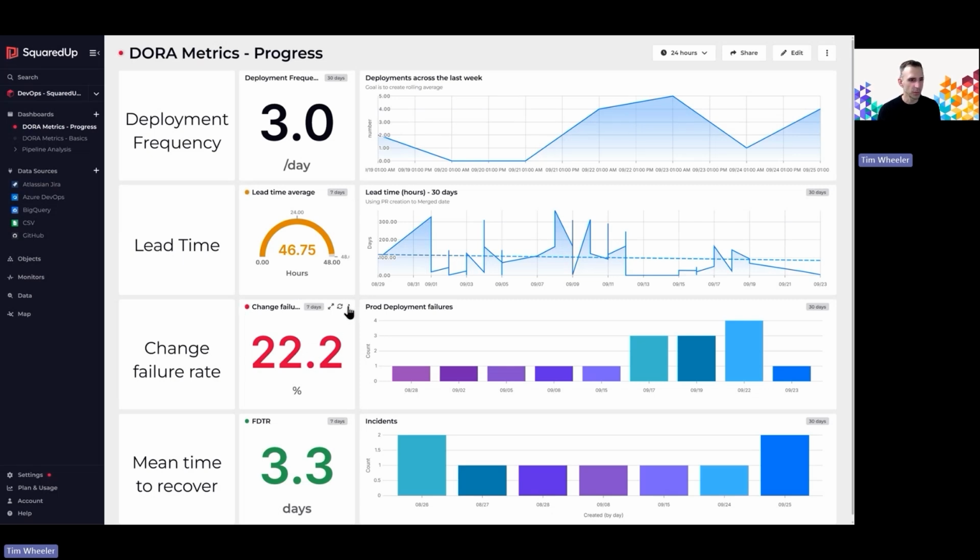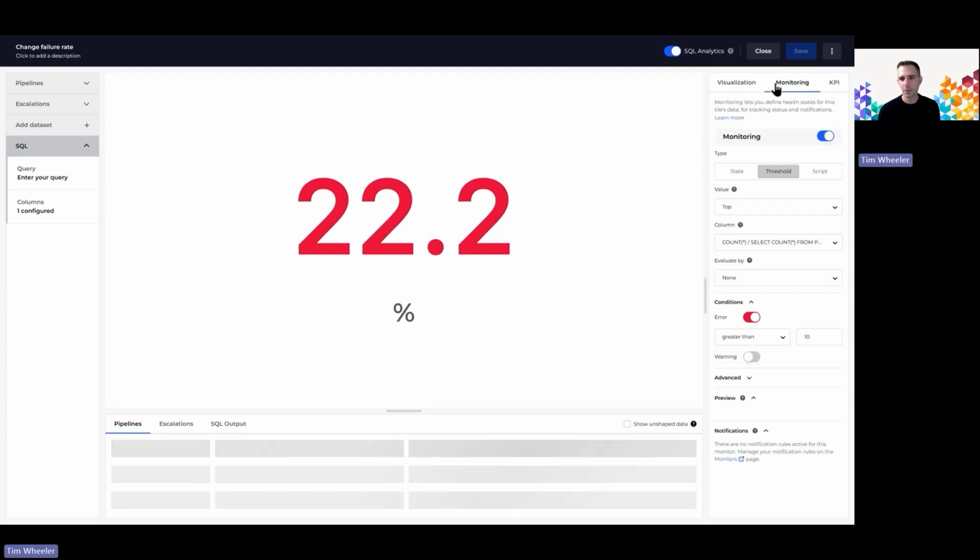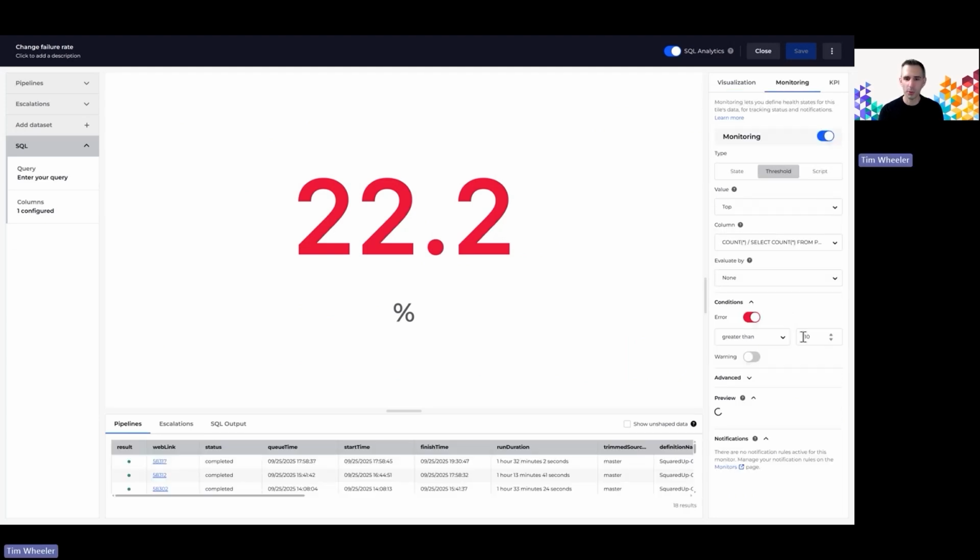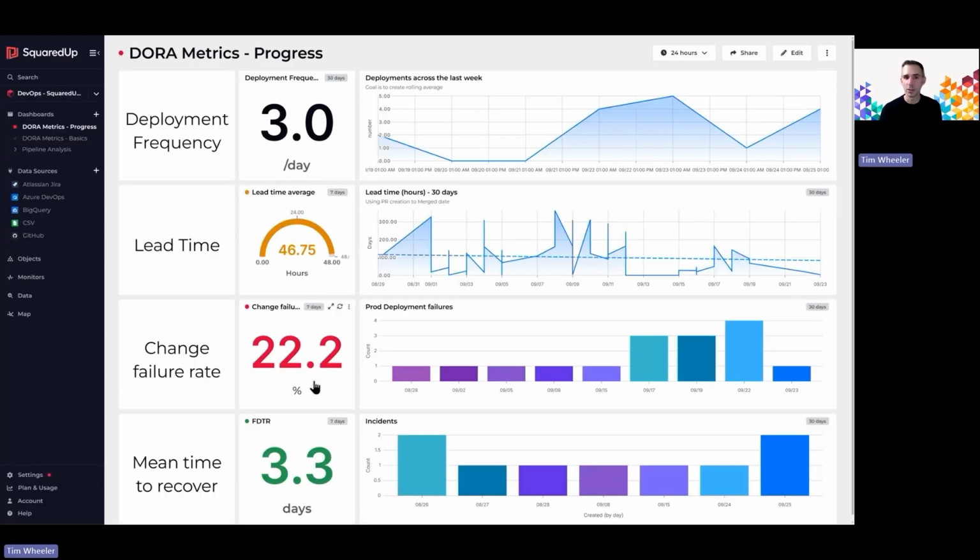And what I've done here, if we take the change failure tile, is I've turned on monitoring and set a threshold after which I want this to be, in this case, red. So for instance, I've said 10 is my threshold, my limit. When that number is greater than 10, I want this to be red. I want to know that this is potentially a problem and it's something I'm going to look at.